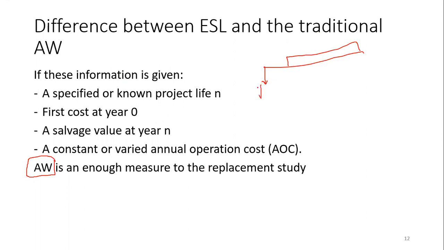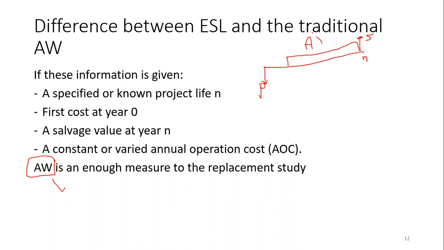So we easily use the annual worth analysis, and these A are all A, they do not change. So we use annual worth analysis and it works for replacement because it's comparing among alternatives, but everything here is fixed. Everything here is fixed. So we use annual worth.